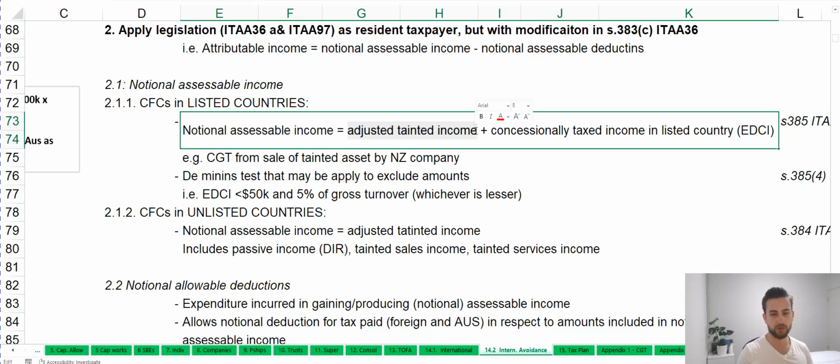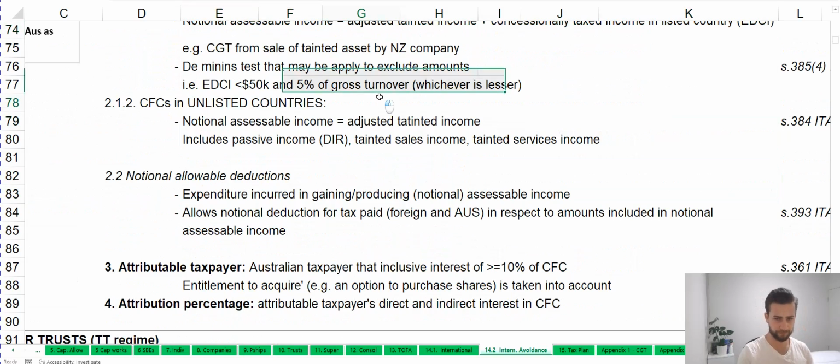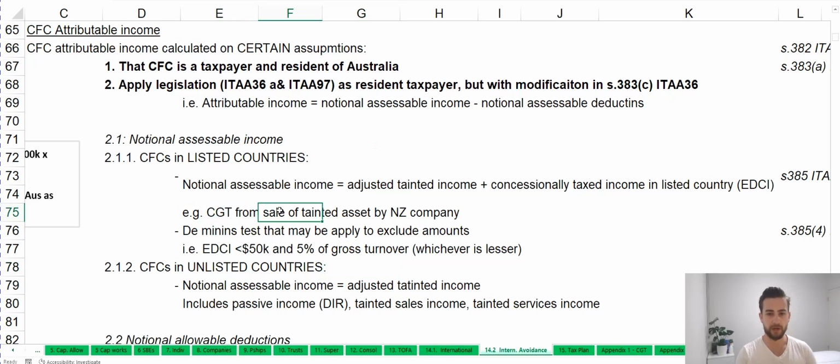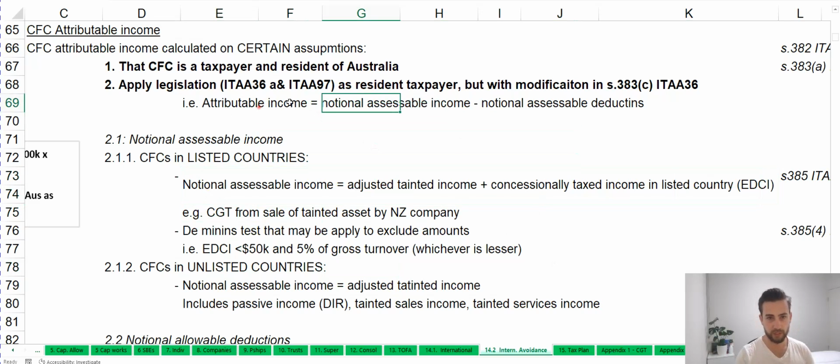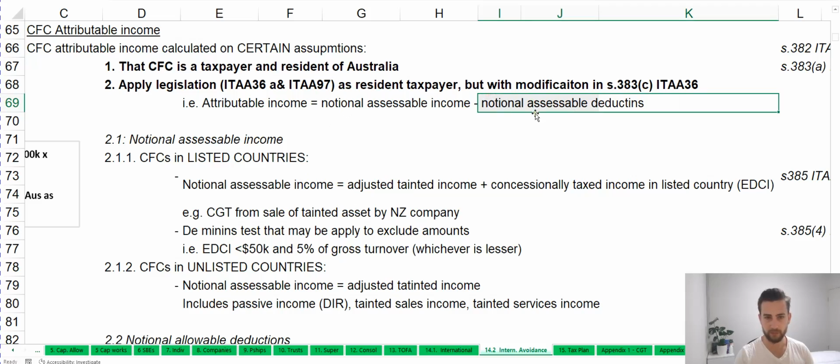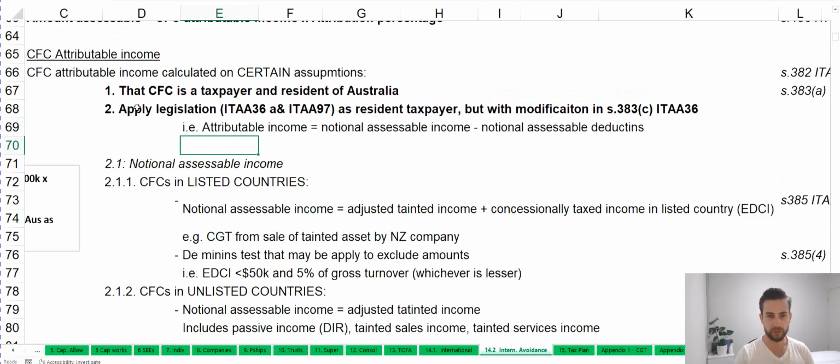So capital gains is one of those examples which is concessionally taxed in New Zealand. And we add up the two, and that's going to be our notional assessable income. So for example, in New Zealand, we've figured out it's a CFC, we've gone through our control tests, we're going to add in our interest income, our royalty income, and our capital gain, and assess that as our notional assessable income, and then also figure out what deductions we were allowed against that income as well, and that will be our attributable income.